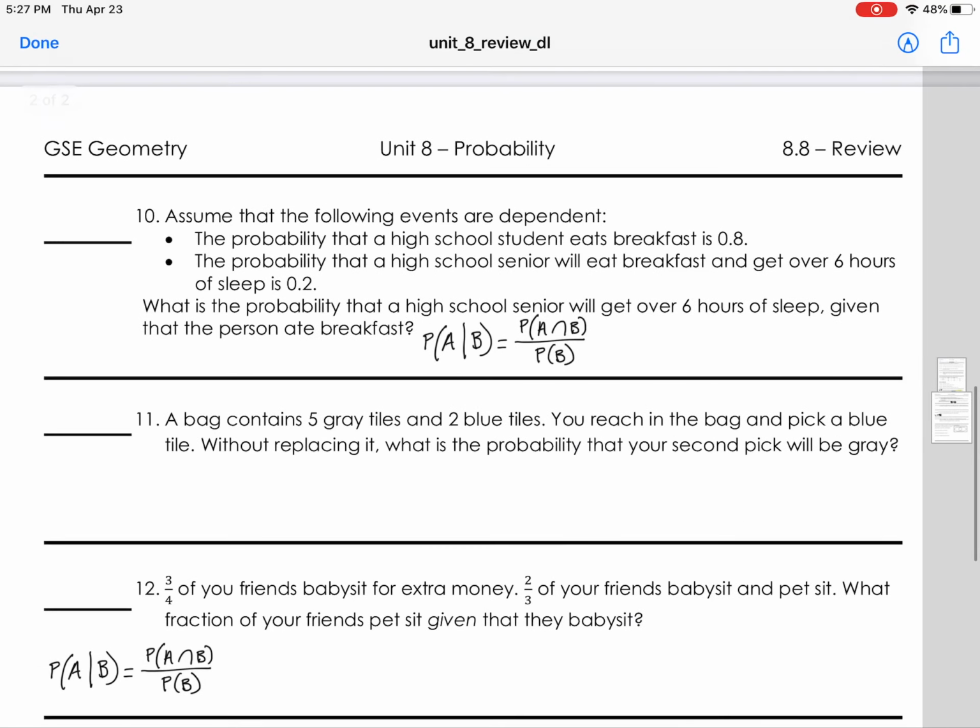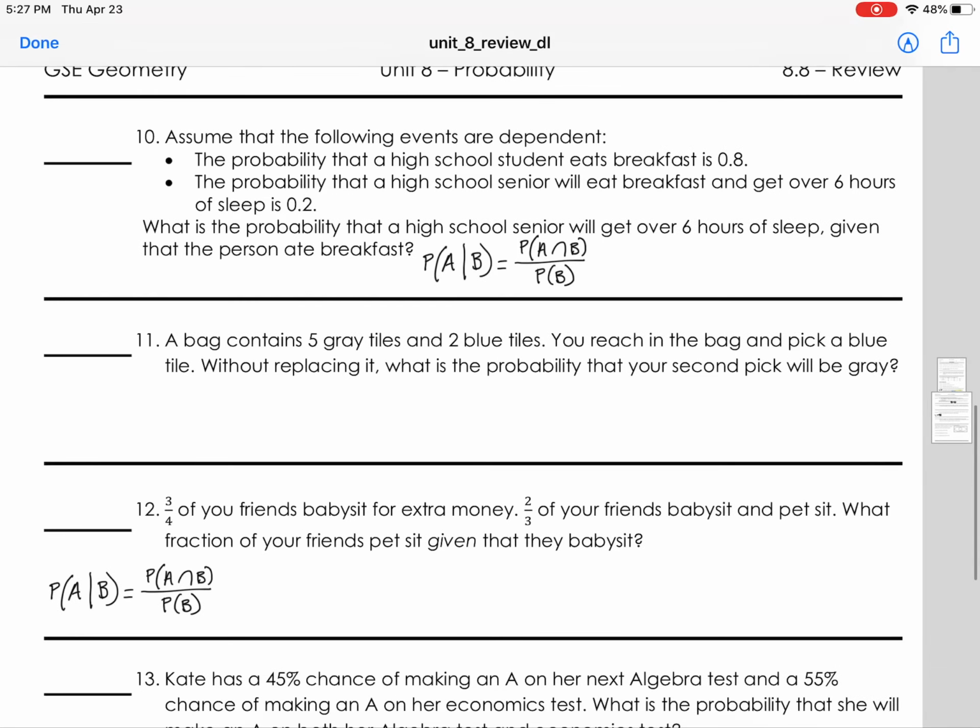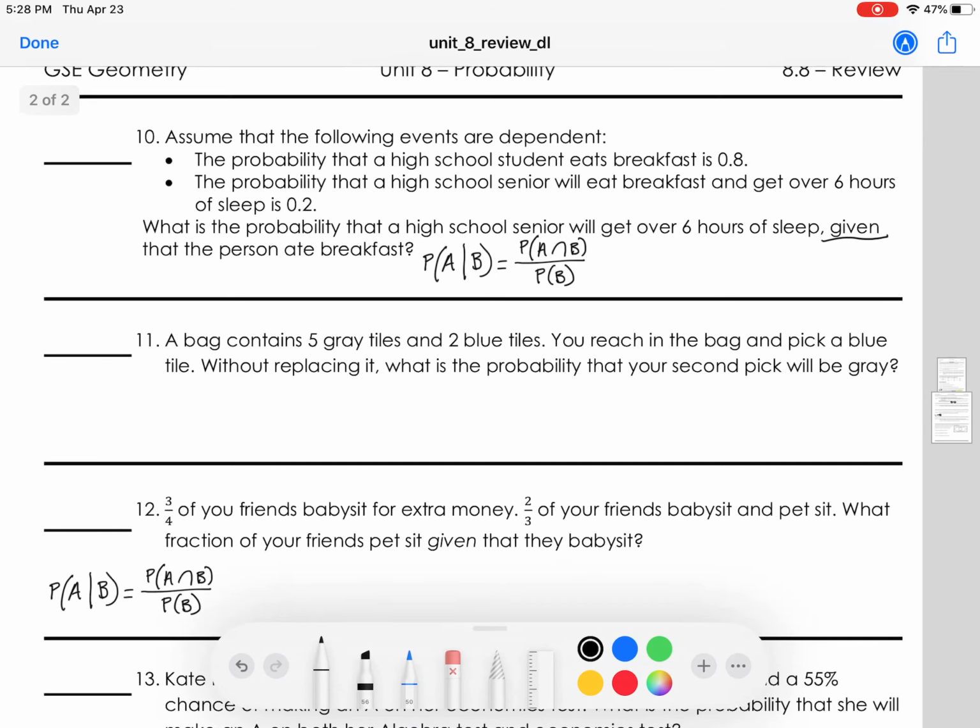All right, number 10. You're given that the following events are dependent. You're given the probability that a student eats breakfast is 0.8. The probability that a senior will eat breakfast and get over 6 hours of sleep is 0.2. What's the probability that a high school senior will get over 6 hours of sleep given that the person ate breakfast? All right, so the word given tells me I need to use the formula for conditional probability.